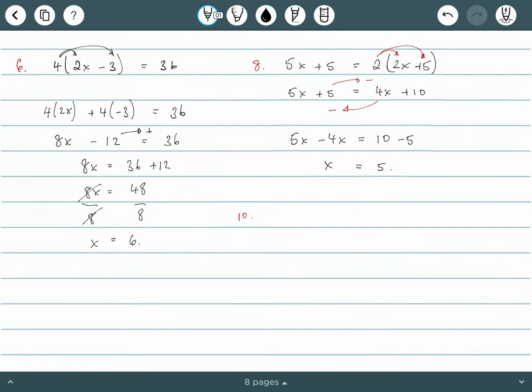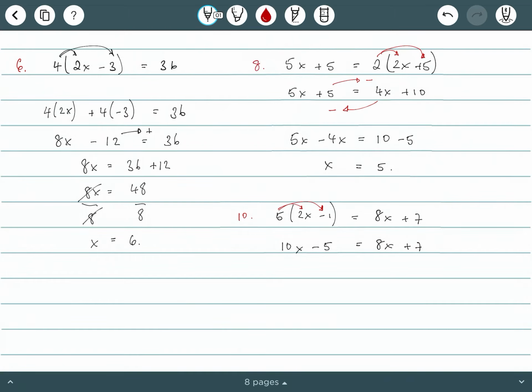Okay, we have 5 bracket 2x minus 1, is equal to 8x plus 7. So we multiply out the brackets. 5 times 2x and 5 by minus 1. So again, take your time. It's a positive 5 by positive 2x, so it's 10x. It's a positive 5 by minus, so plus by minus gives me a minus. 5 by 1 is 5. It's equal to 8x plus 7.